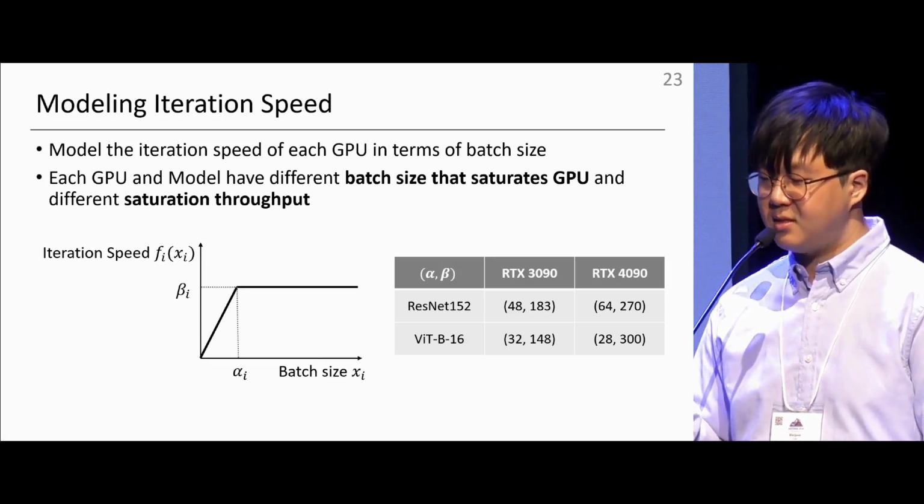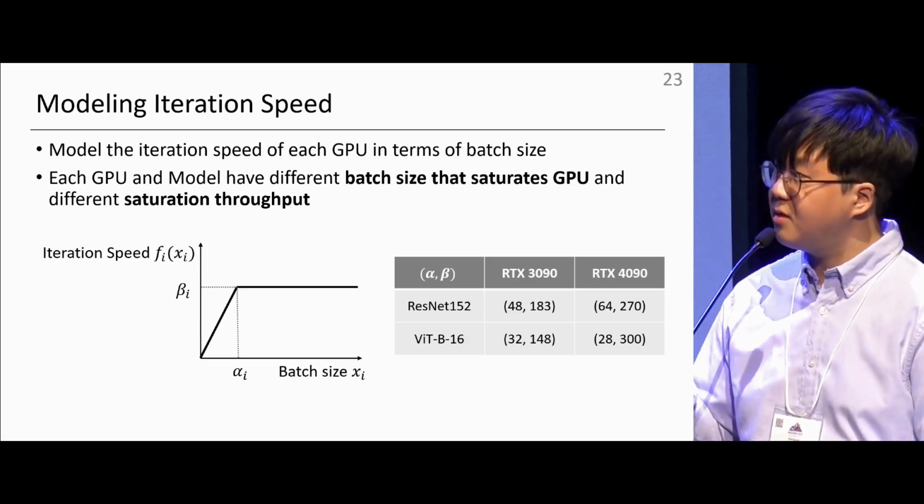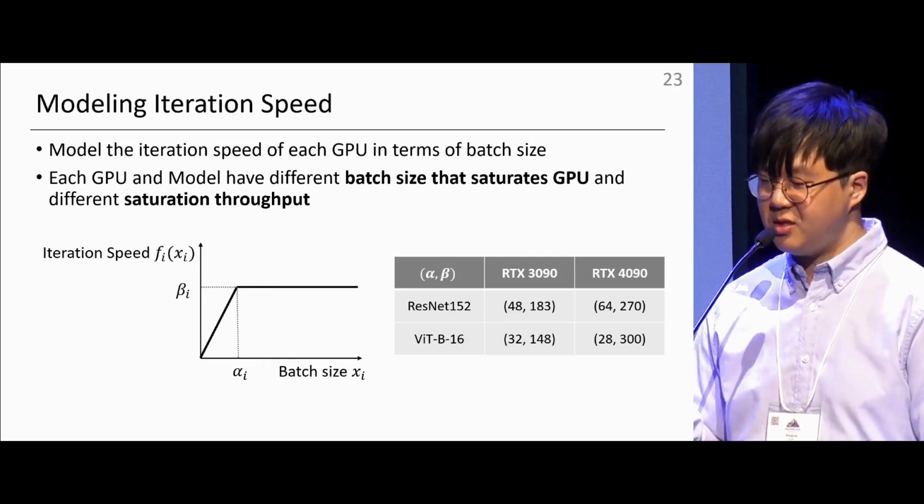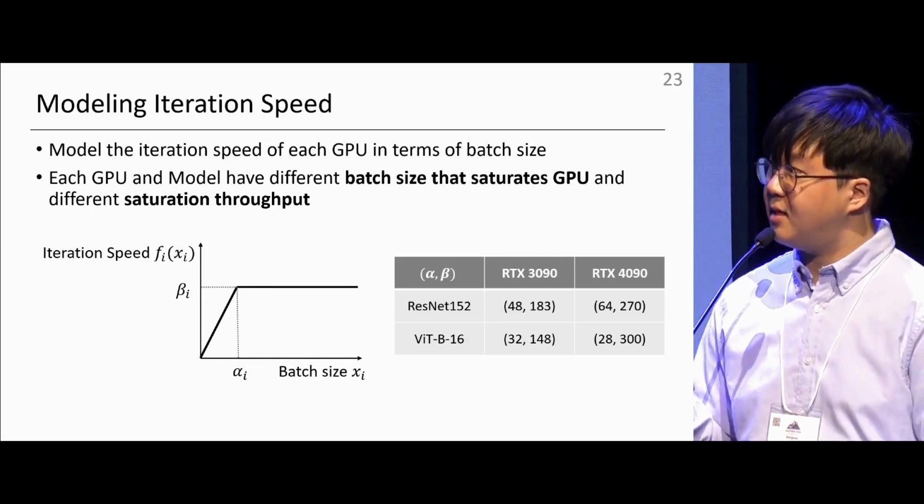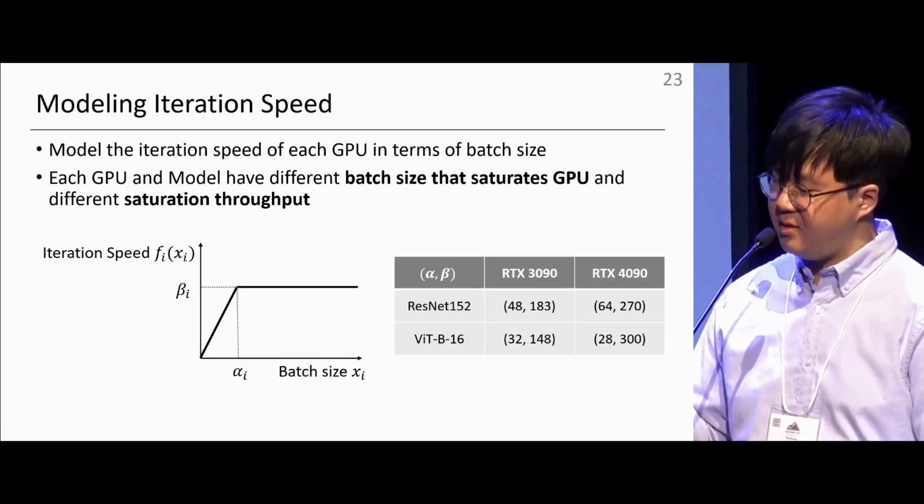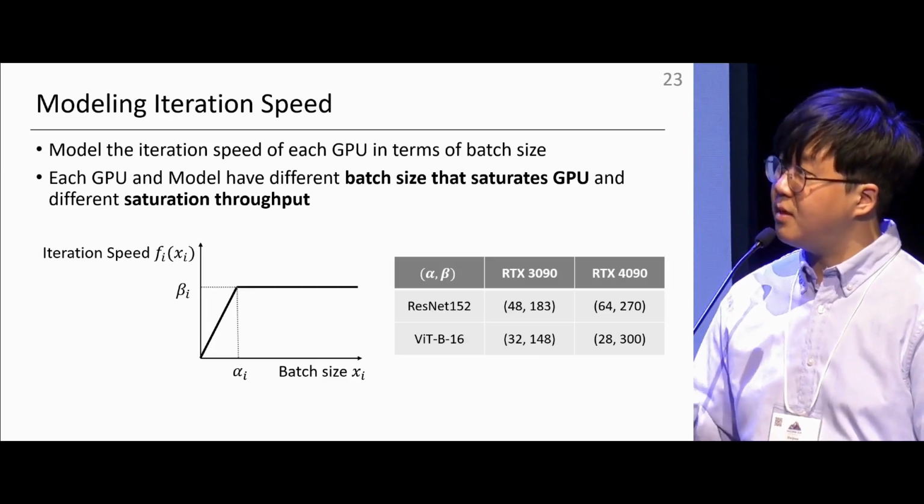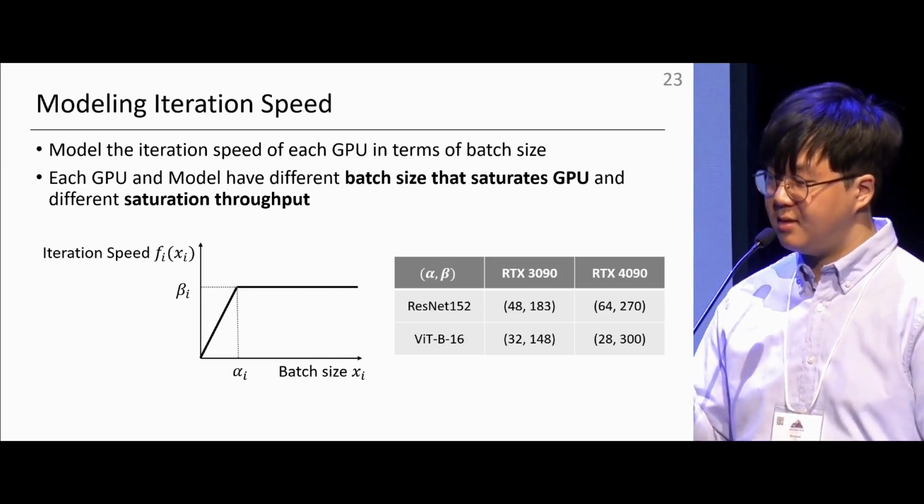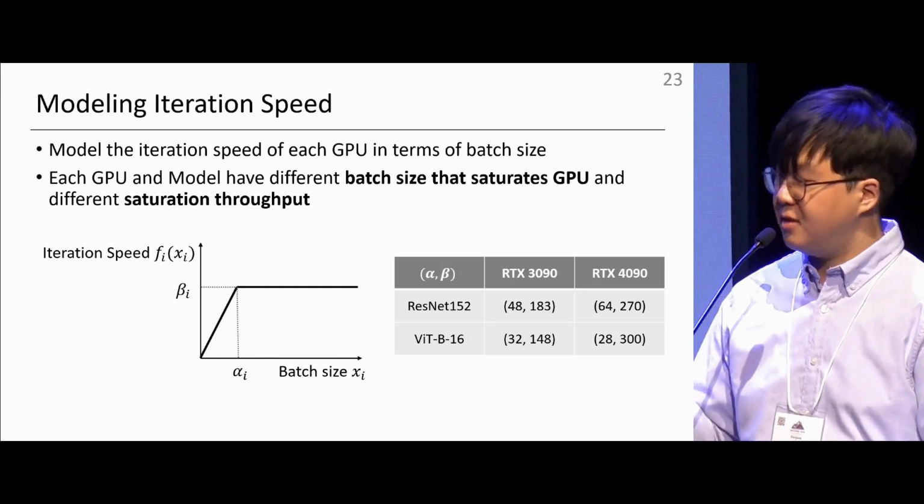When the batch size is smaller than a certain threshold, GPU is not fully utilized and the iteration speed increases as the batch size increases. When the batch size reaches the threshold, the iteration speed gets saturated. And each GPU and model have different batch sizes that saturate GPUs and different saturation throughput.